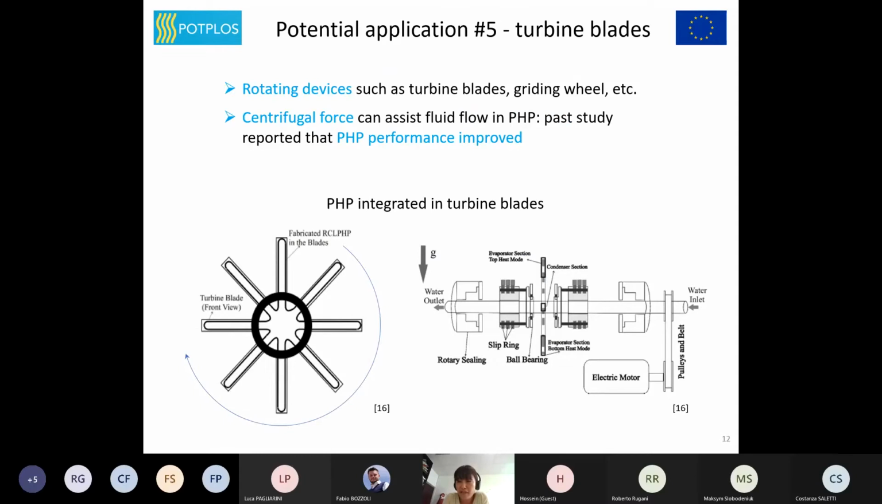PHP can also be applied to devices that are constantly rotating, such as turbine blades and grinding wheels. The left image shows a conceptual drawing of a PHP built in a turbine blade, and the right figure is an experimental setup for it. Centrifugal force can assist fluid flow in PHP. The past study reported that the PHP performance improved as the rotation speed increased.